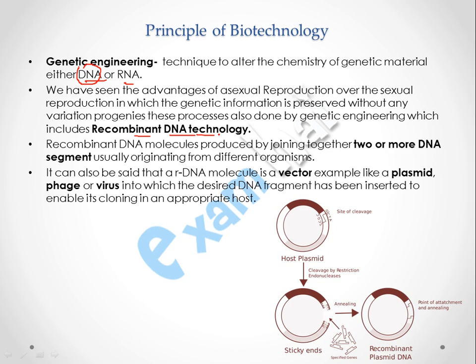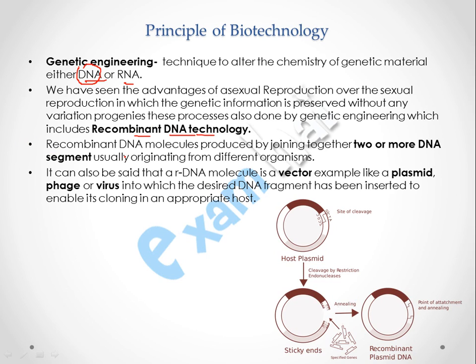So this is a kind of asexual reproduction type of process. What happens in asexual reproduction is that the genetic information present inside the parent cell is transferred to its progenies. There is no kind of alteration, because the progenies are developed from a single parent, not from the fusion of male and female. Okay, so that's why this process is also done by genetic engineering.